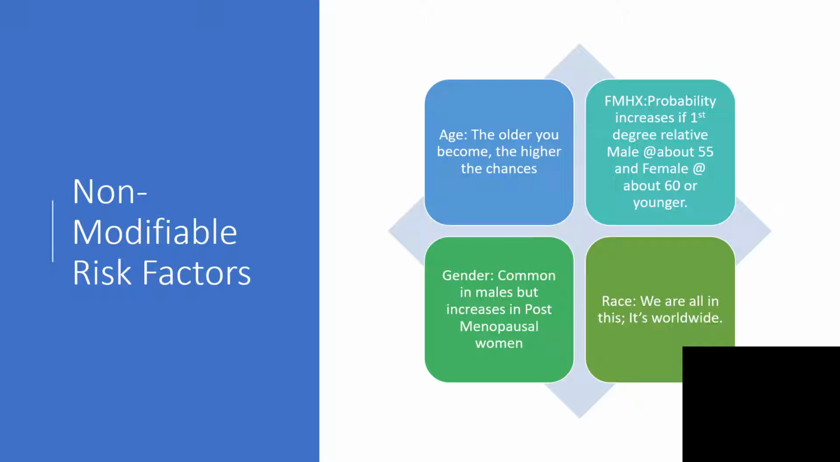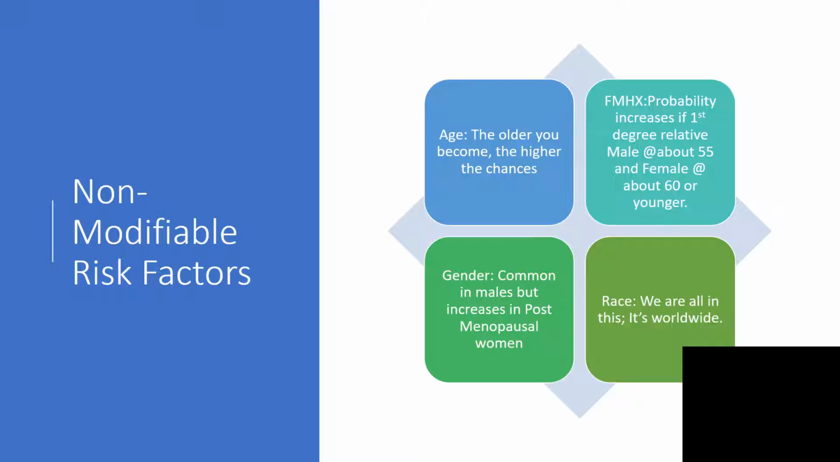The non-modifiable risk factors, just as the name depicts, we can't do anything about. One, age. The older you become, the higher the chances of having heart attack. Family history. Oh, many of us inherited a lot of things from our parents and grandparents, but at the same time, we do inherit a lot of troubles like heart attack from them.